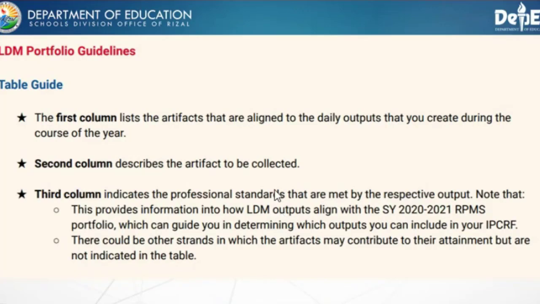Yung unang column ay yung daily outputs. Second column yung pinakamahalaga, which is the description of the artifacts na kailangan. And the third column, kung ano yung professional standard na na-meet nung ganoong klase ng output.